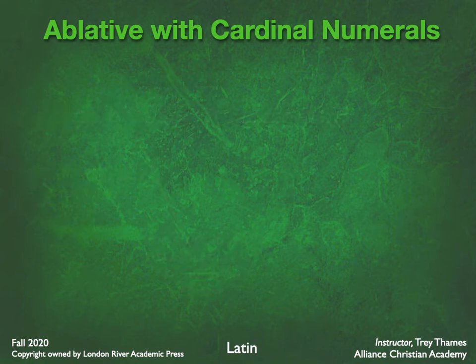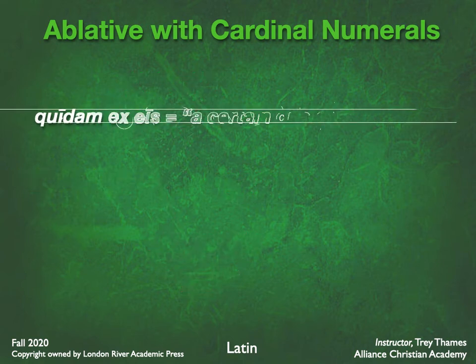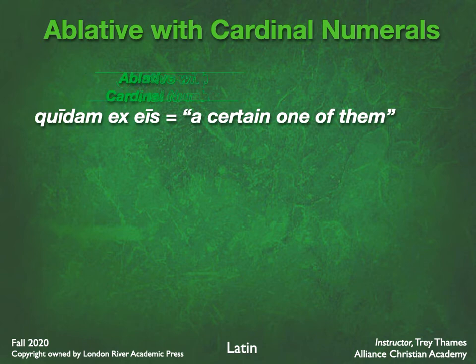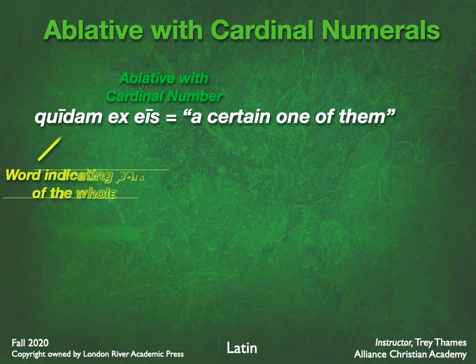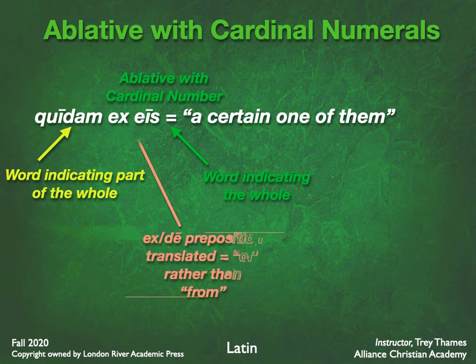All right, I think I have one more example here for you. Quidam ex eis. Quidam means a certain one. And it's followed by the preposition ex, and then you've got the ablative plural eis, the pronoun them. So you have a certain one of them. And so this is not all of them, it's a certain one of them. So this is ablative with cardinal numbers.